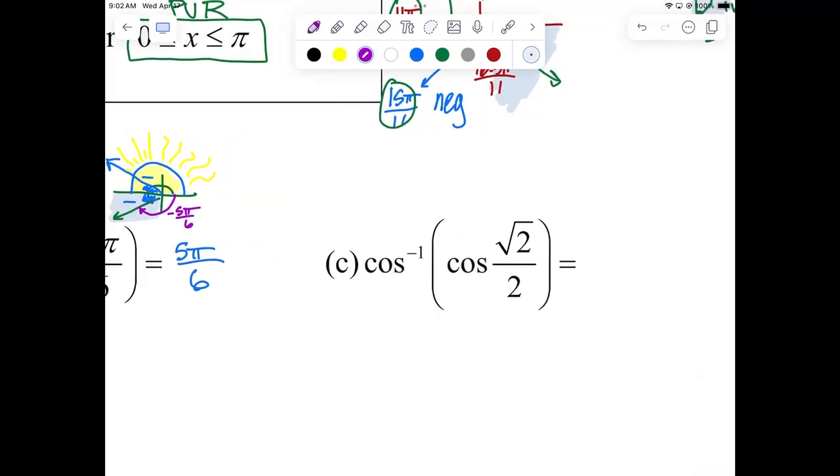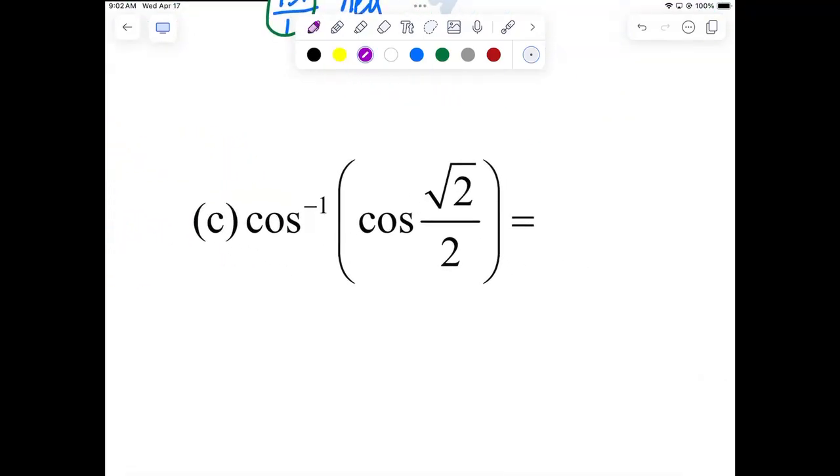All right, let's move on to this one. Inverse cosine or cosine of the square root of 2 over 2. This one's a little different now because we're starting with a ratio. Or is that an angle? I tried to trick you, but I can't trick y'all because y'all do y'all's homework.